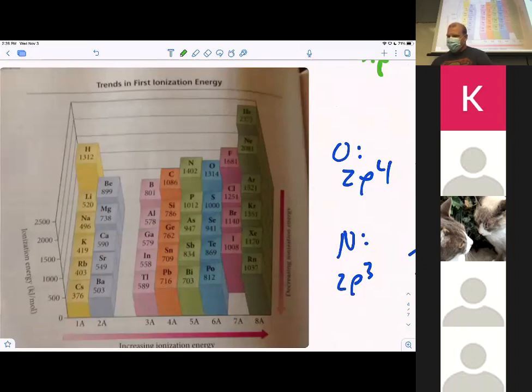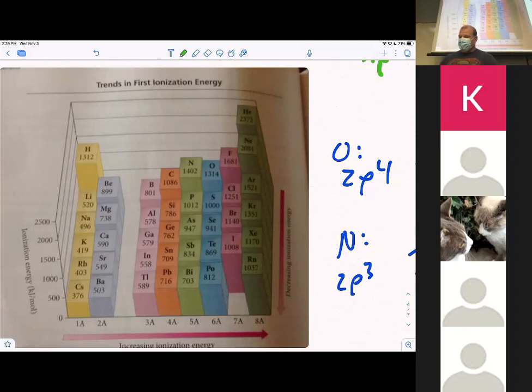So what is the first ionization energy? That is the energy it takes to rip off an electron. You can rip off electrons, but in order to do it, it takes energy. The electrons like being bound because they lose potential energy. It's more comfortable for them to be bound to an atom because it's lower energy than being a free electron. But how much energy does it take to rip off the first electron? That is the first ionization energy.